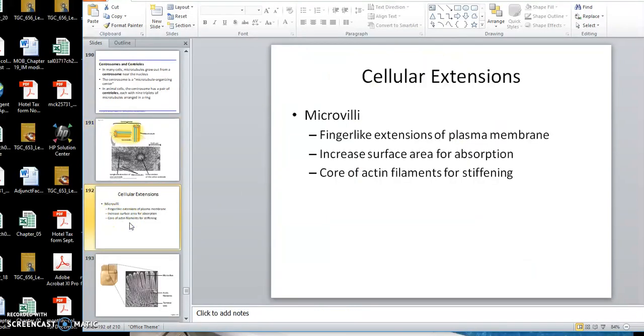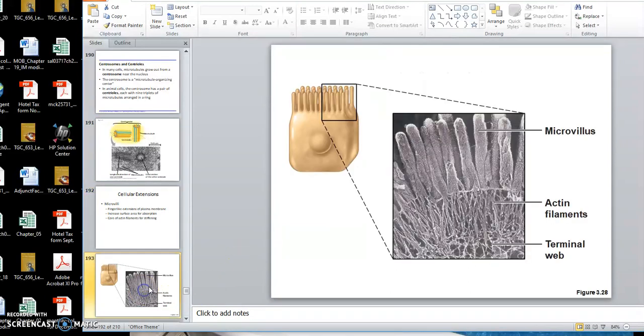Now, cellular extensions, microvilli, little fingers. On top of certain cells, particularly epithelial cells we'll talk about, you can have these little projections. Mike, what's the purpose of these little projections? To increase surface area of the cell. Where's a good spot to find that? In the intestine, because this increased surface area would help with absorption of your nutrients.